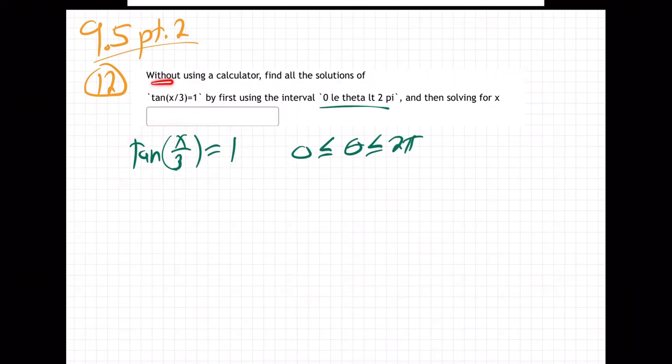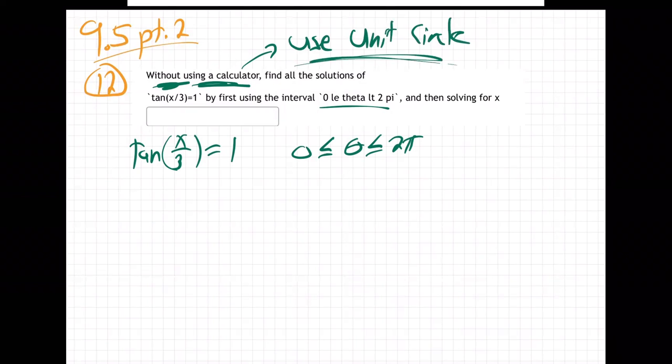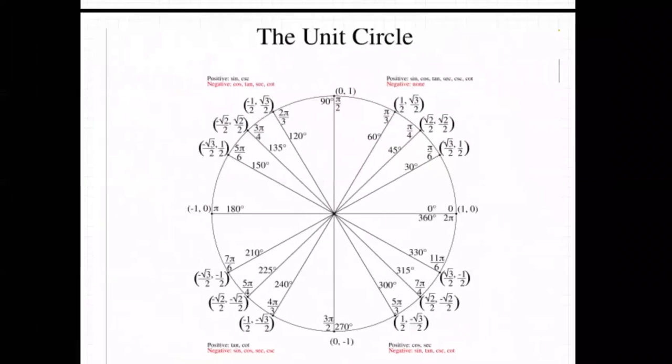Notice the keywords: without using a calculator. Underline those. What does that always mean? That always means use the unit circle. All throughout this course, whenever they say without a calculator, which is part 1 of our exams 1, 2, and 3, you always use a unit circle. Whenever a question says no calculator, that means use the unit circle. So here's the unit circle.